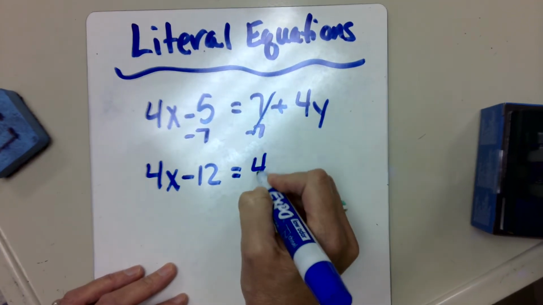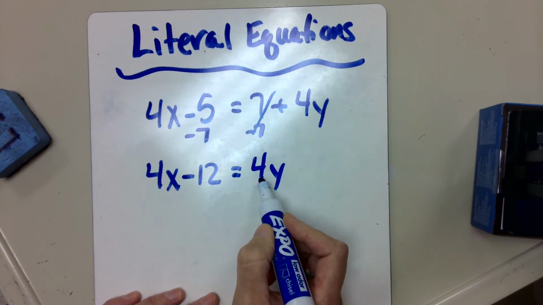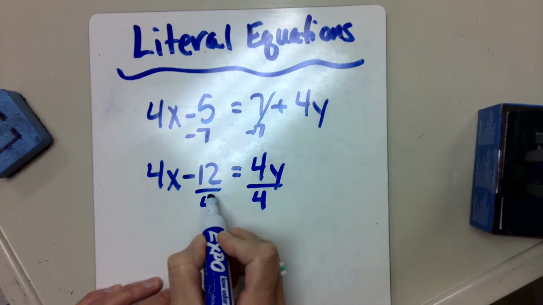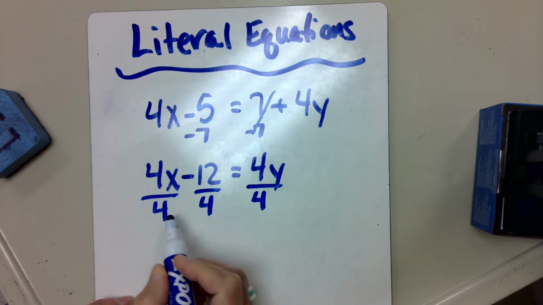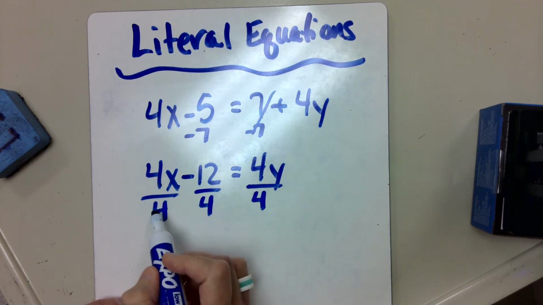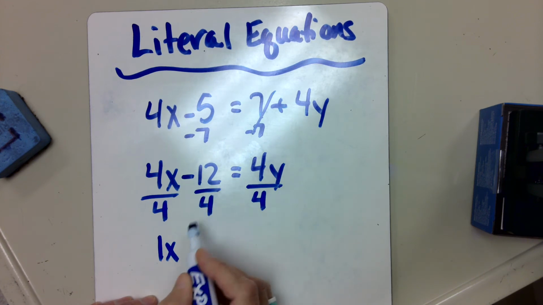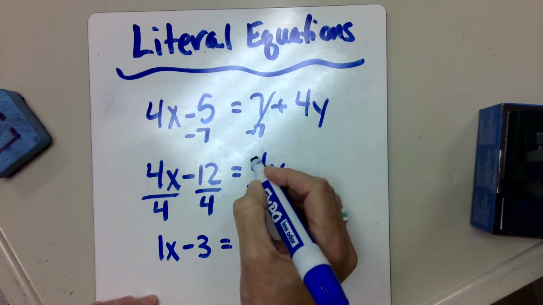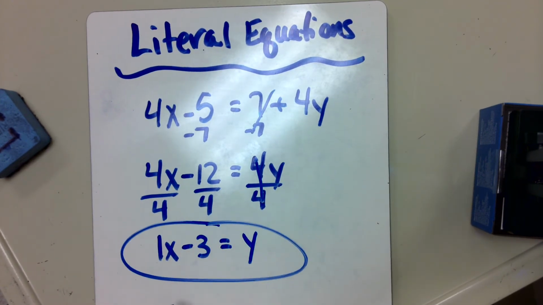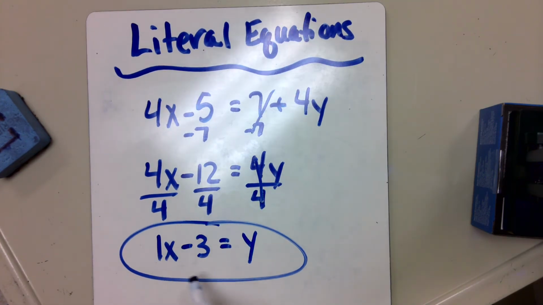This cancels, and we have 4y. Now the only thing that we need to get rid of is the 4, which is a coefficient. So we need to divide by 4, but we have to divide everything by 4. Then, when you look at this side, there's some simplifying we can do. 4 over 4 is 1, so this is just 1x. The negative 12 divided by 4 is negative 3. The 4's cancel, and we're done. Our y is by itself. This is our answer. Notice that the x is still in the equation, and it's going to be because it didn't cancel out or anything.